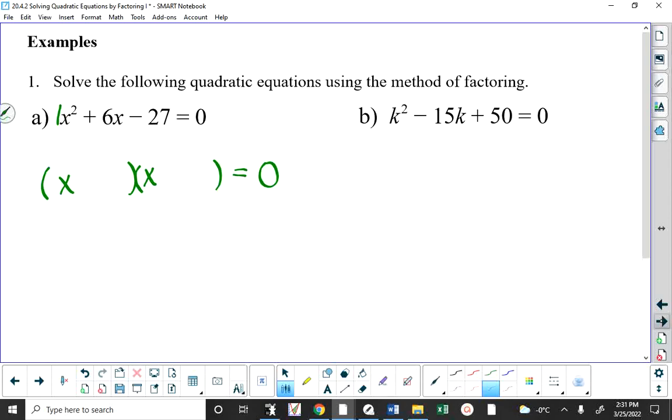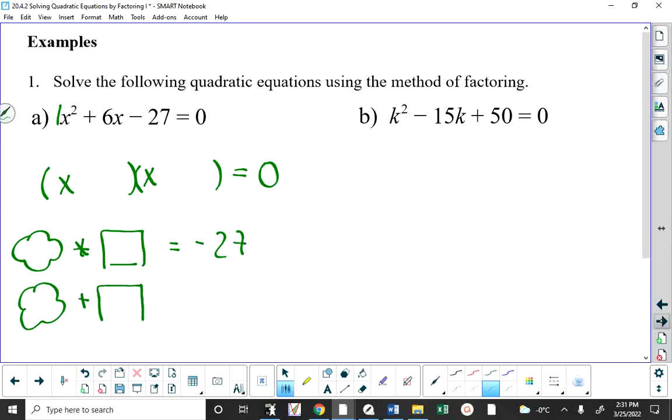So we want two numbers that are going to multiply to get negative 27. These same two numbers have to add to get 6. And maybe where some students fall short here is they don't know their times table. They've been relying on their calculator so often that they don't know how to do this.